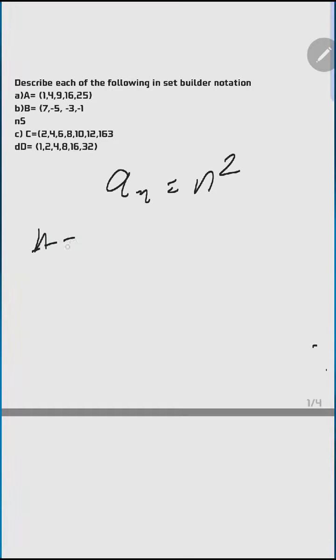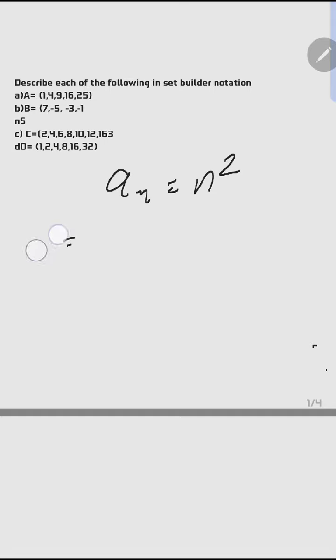The common sense here is that these are perfect squares. 1 squared is 1, 2 squared is 4, 3 squared is 9, 4 squared is 16, 5 squared. So the nth term, the an, is n squared. Whatever the term is, if we square it, we're going to have the pattern. So our set build notation for A will be in this format: A is equal to {x such that x is equal to the nth term squared}.